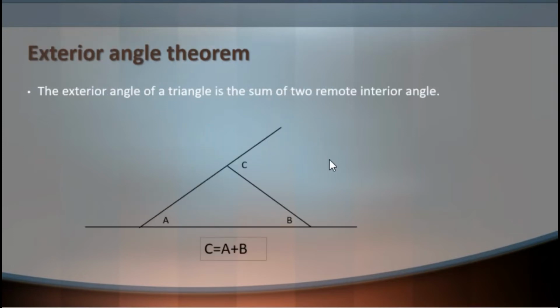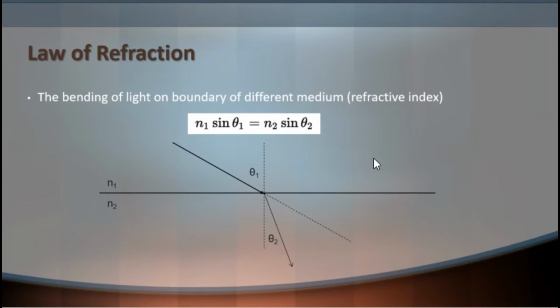Alright, continue on to the exterior angle theorem. The exterior angle of a triangle is the sum of the two remote interior angles. So angle C is the sum of A plus B. Okay. Next is the law of refraction. I'm going to fast forward.